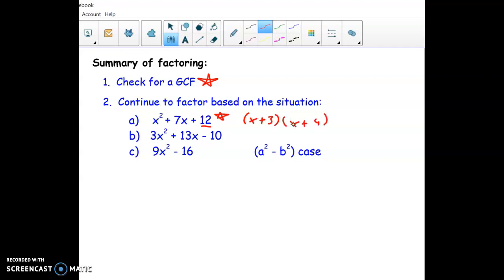Right? And then today's lesson, we're going to cover 2 new parts where, like on B here, we check for GCF, but there isn't one. And then there's still this 3 in the front, so we have to factor it with what's called decomposition, or factor by grouping, I guess is what we'll also call it. All right, and then the last case is a square minus square case, and we're actually going to start with this part today.